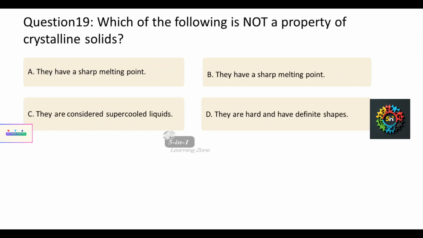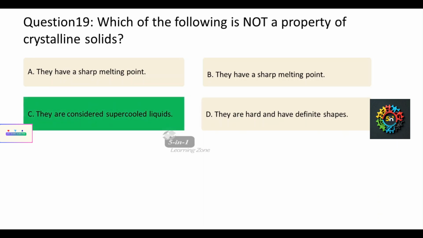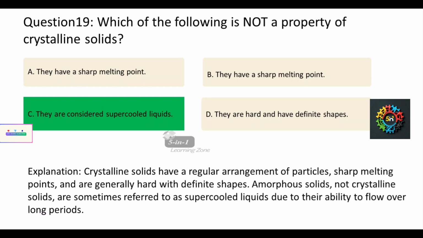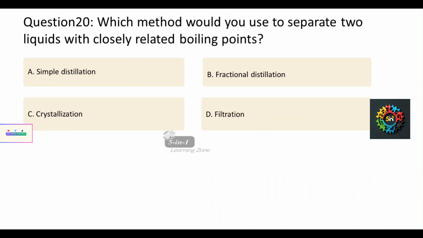Question 19. Which of the following is not a property of crystalline solids? Correct answer: C. They are considered supercooled liquids. Explanation: crystalline solids have a regular arrangement of particles, sharp melting points, and are generally hard with definite shapes. Amorphous solids, not crystalline solids, are sometimes referred to as supercooled liquids due to their ability to flow over long periods.